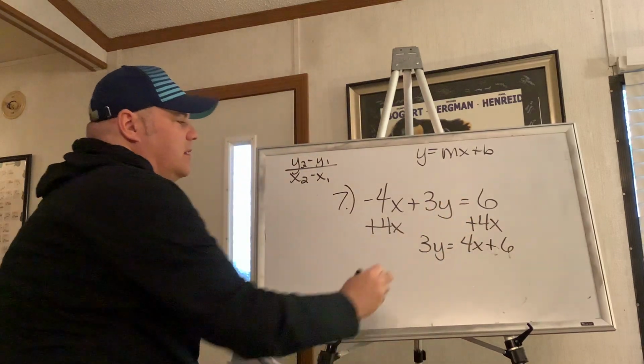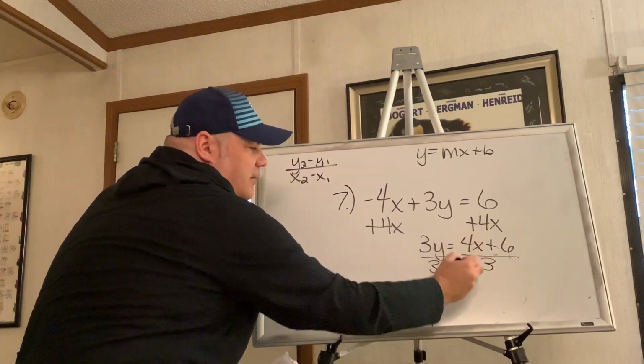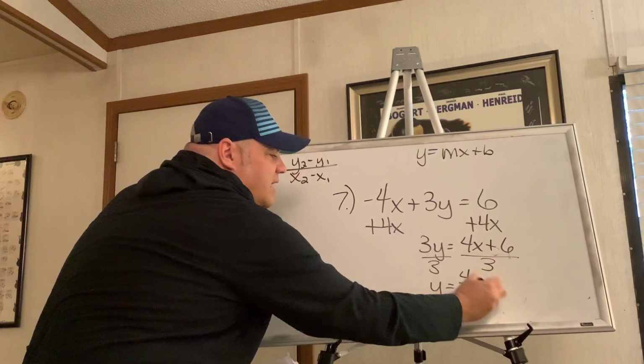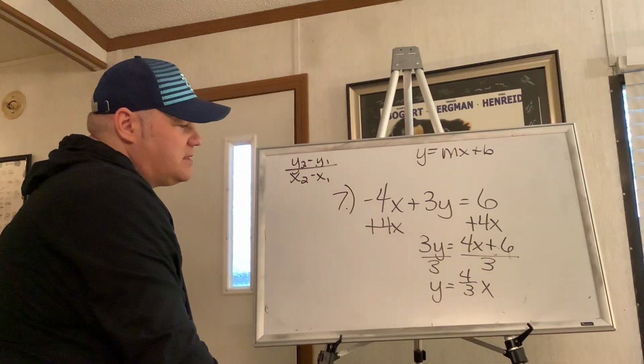Okay. Then I've got to divide by 3 again, same thing as last one. The only problem is this one's not going to come out even, but we're going to leave it 4/3 x. You're going to leave it improper because that's your slope. So you don't want it as a mixed number.